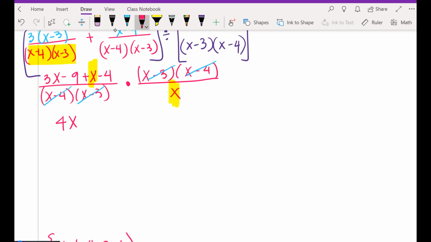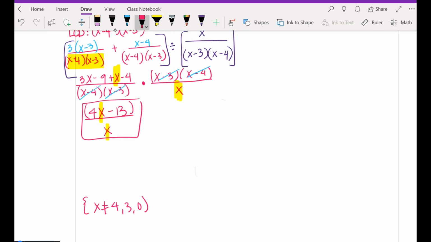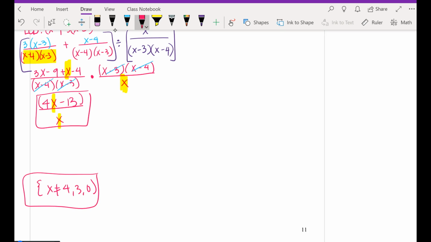4x. Negative 9 and a negative 4 is? Negative 13 all over what? X. Can I cancel this x with that x? No, because this is an addition with that, okay? So I can't simplify. I'm going to box it up. I kind of went all the way to the bottom and boxed that up as well.